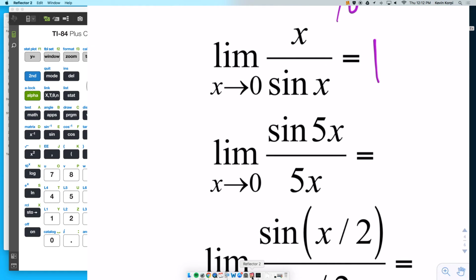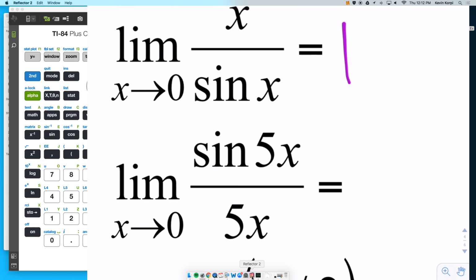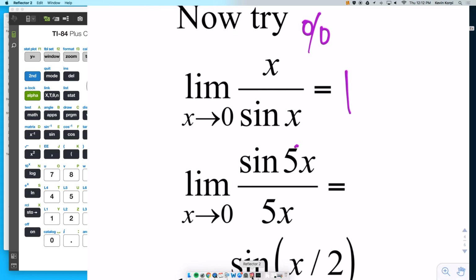Okay, what do you think about this one then? Sine of 5x over 5x as we approach 0. 1, 5? When you plug in a 0, you still get 0 over 0, which means it's still indeterminate. But is it still 1? Why? Do these 5s divide out? Give you sine of x?